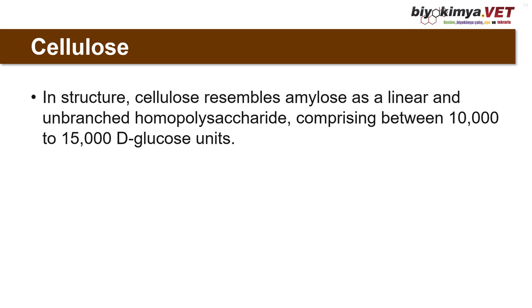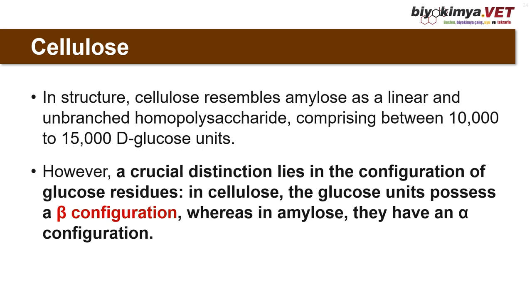In structure, cellulose resembles amylose as a linear and unbranched homopolysaccharide, comprising between 10,000 to 15,000 D-glucose units. However, a crucial distinction lies in the configuration of glucose residues. In cellulose, the glucose units possess a beta configuration. However, in amylose, they have an alpha configuration. In starch, the bonding is alpha 1,4, but in cellulose, the bonding is beta 1,4 glycosidic bonds. This means the glucose residues in cellulose are linked by beta 1,4 glycosidic bonds, in contrast to alpha 1,4 bonds of amylose.